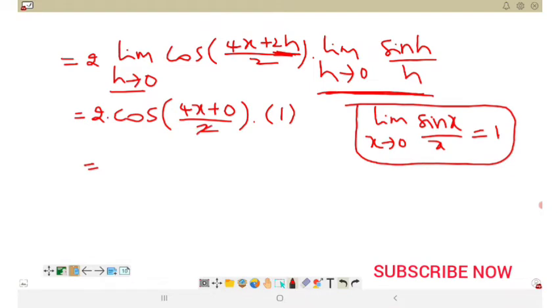Okay, so 2 ones are 2, 2 2s are 2 cos 2x. So f dash of x is equal to 2 cos 2x.